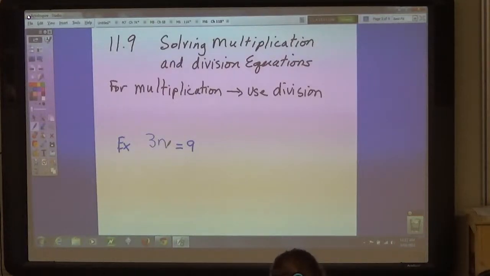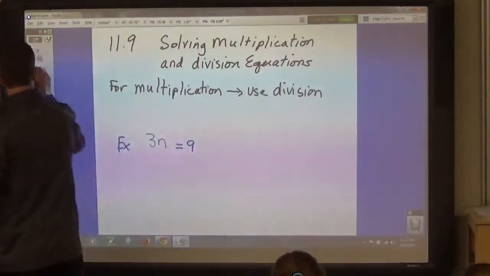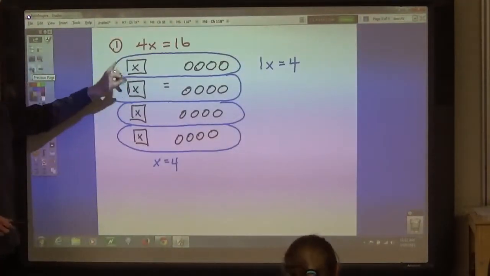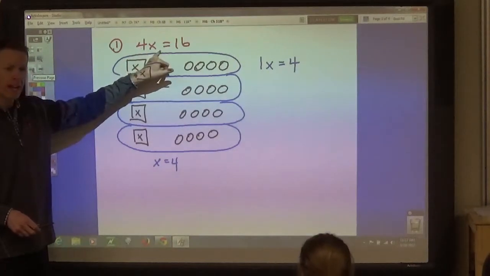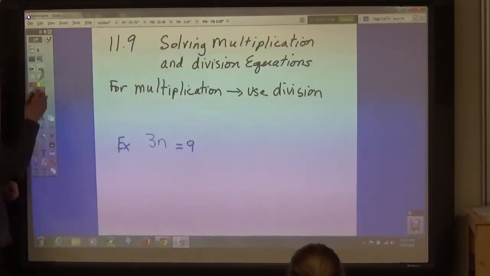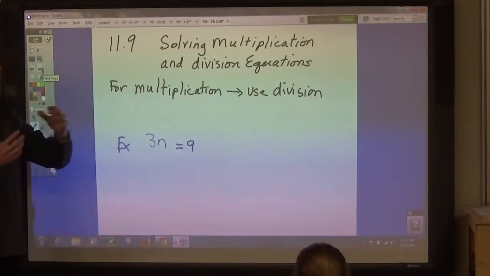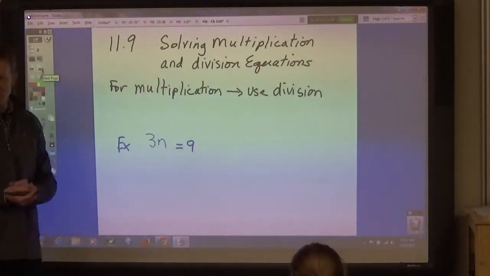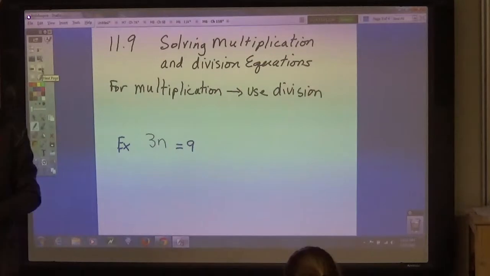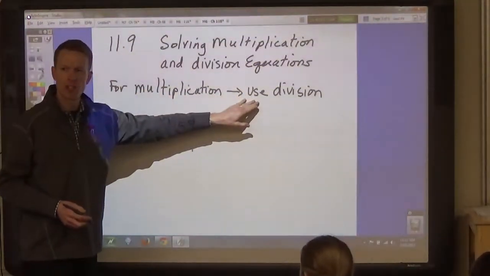Okay, sixth graders. Yesterday in lesson 11.8, we talked about modeling and solving multiplication equations. In other words, modeling to show what 1x would be worth. Today, we're going to use that same process to solve an equation, but without the model, we're just going to use the division sign. We're only going to talk about solving multiplication equations today.